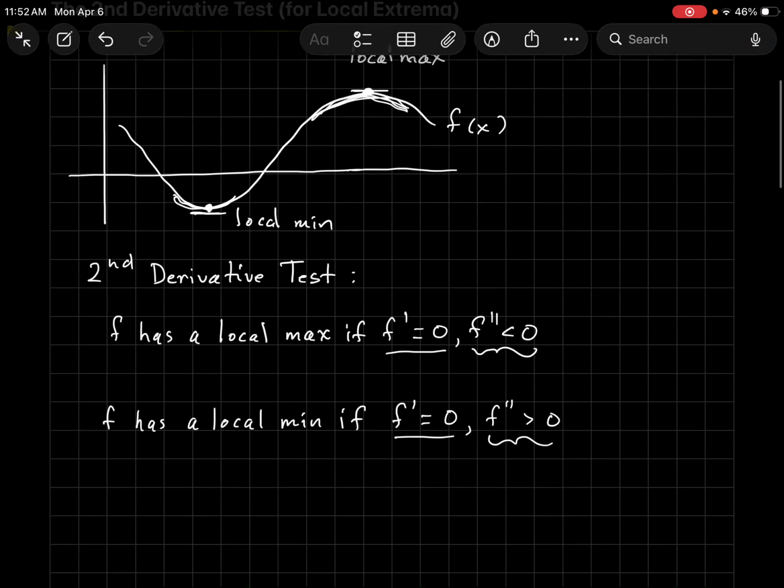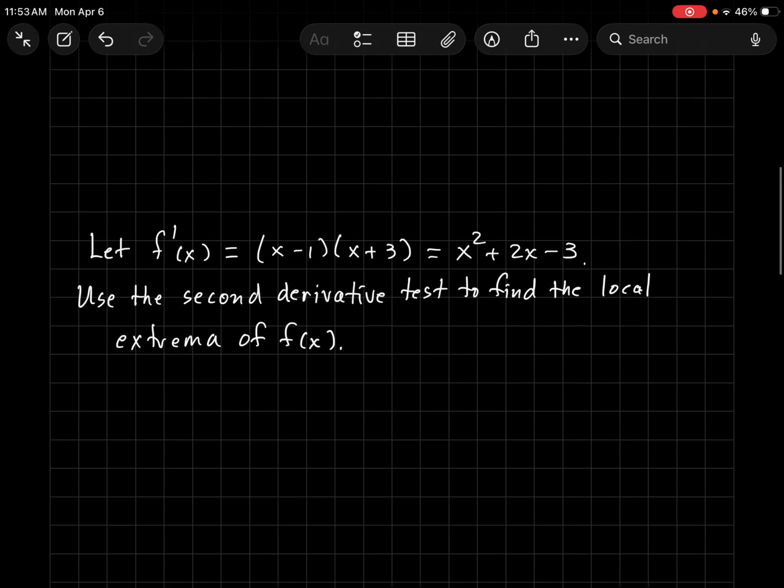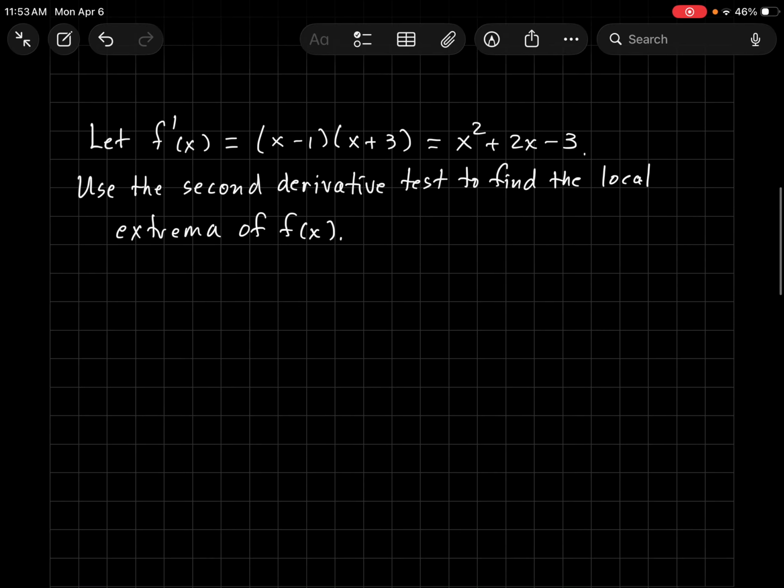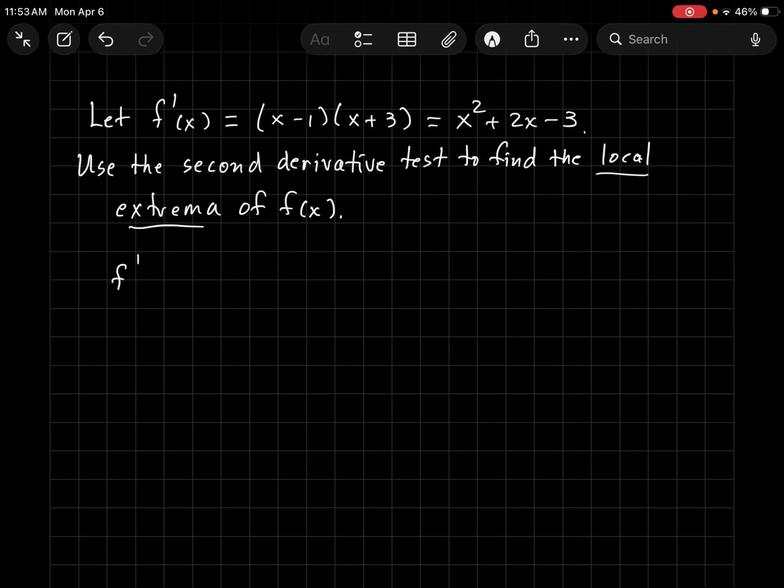Let's look at a few examples, starting with an algebraic one. Notice that I've given you f prime of x, which is x minus 1 times x plus 3, or x squared plus 2x minus 3. Use the second derivative test to find the local extrema of f. Even though we're using the second derivative test, since we're doing local extrema, we need to start by finding where f prime equals 0.